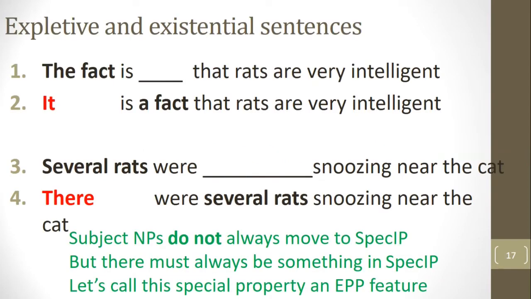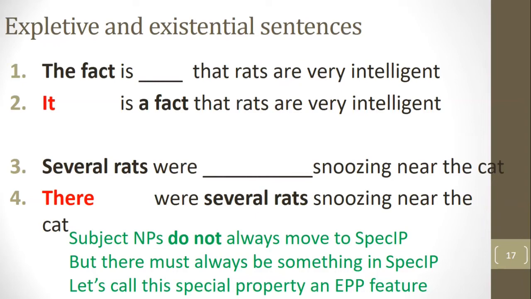Let's look at some examples. Example 1 shows us that a noun phrase subject can be in specifier of IP in that construction. The fact is that rats are very intelligent. However, it is also possible to rephrase number 1 as number 2. It is a fact that rats are very intelligent, and we will notice that 1 and 2 seem to be semantically equivalent.